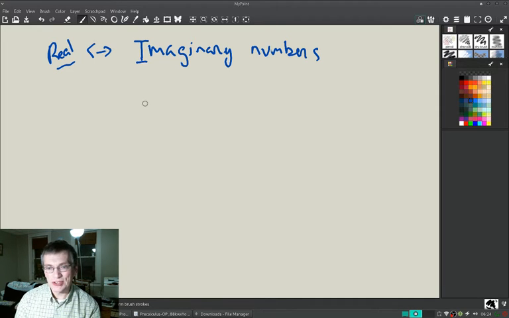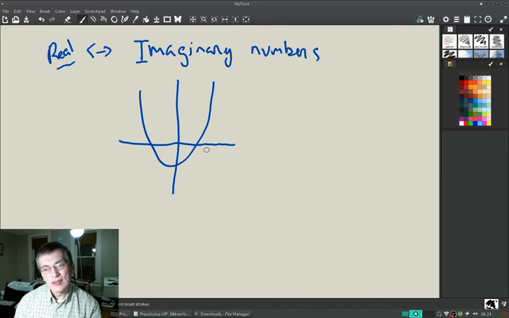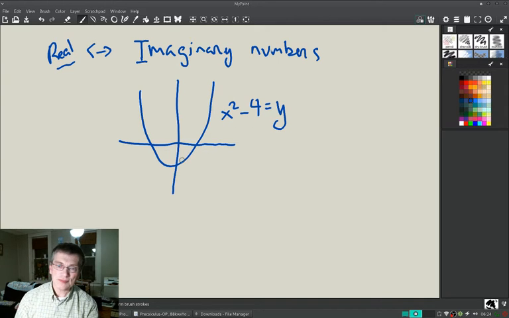The first place it shows up is in polynomials of degree 2. We'll talk about that in a bit. Say you had x squared minus 4 as your equation. You may recognize x squared as a parabola, and indeed it is. And where does this equal 0?